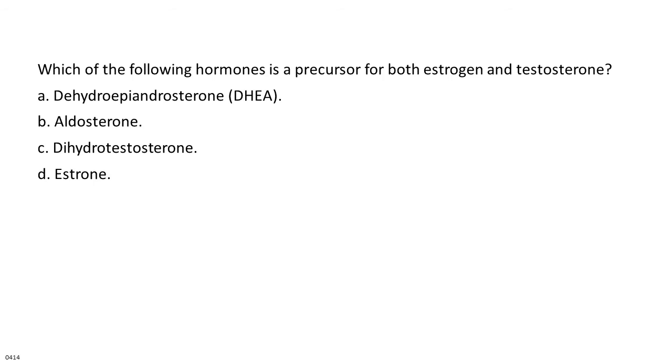Which of the following hormones is a precursor for both estrogen and testosterone? A. Dehydroepiandrosterone, DHEA. B. Aldosterone. C. Dihydrotestosterone. D. Estrone.